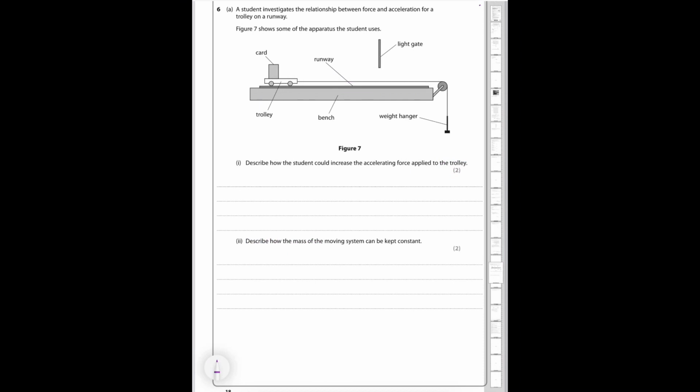Now, for the final question, question 6, part A says a student investigates the relationship between force and acceleration from a trolley on a runway. Figure 7 shows some of the apparatus the student uses, and we're given our diagram there, figure 7. Part 1 says describe how the student could increase the acceleration force to the trolley. So if we want to increase the acceleration, what we would need to do is add mass to the weight hanger at the end, and that would cause our trolley to accelerate.